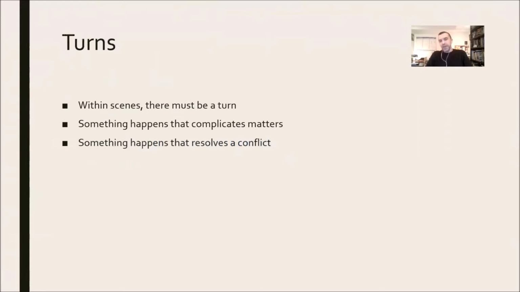Other things that we're seeing in stories, and especially in particular scenes and chapters of books, is turns. Okay, so within every scene, there must be a turn or something that happens to complicate matters, or sometimes a complication is resolved. So each scene, each chapter, everything needs to turn or needs to evolve, change. Something happens in each and every scene.